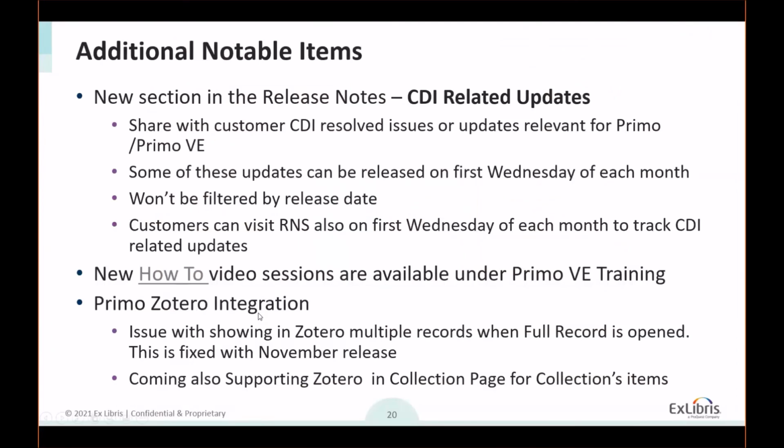We also want to share with you that we had some issues with the RefWorks integration after we released the new pagination. With the cooperation of RefWorks, those issues are now being fixed, so it will be available with the November release. You will be able, as before, while opening the full records, to export to RefWorks. You should also be aware that items from the collection page will also be supported; the support for that is coming in the next quarter for Primo VE.